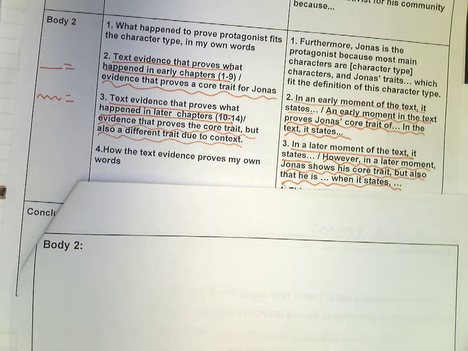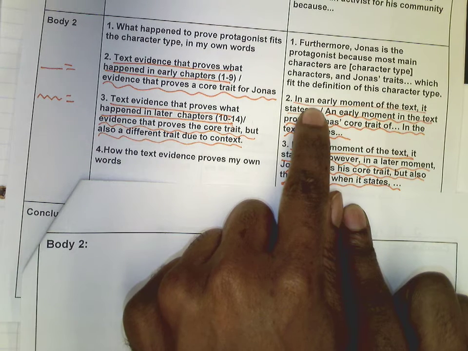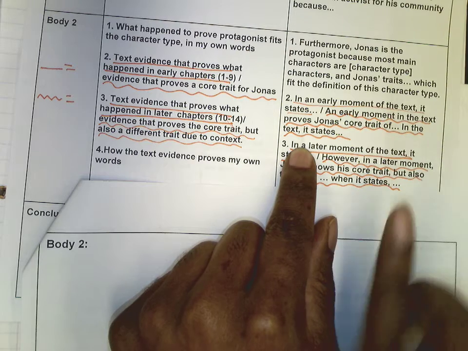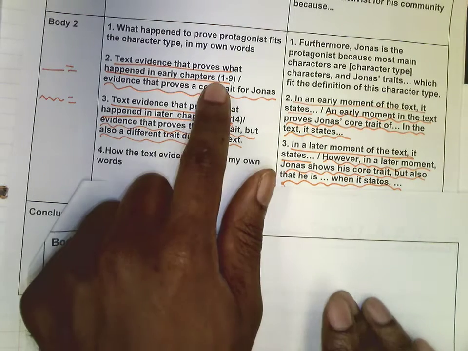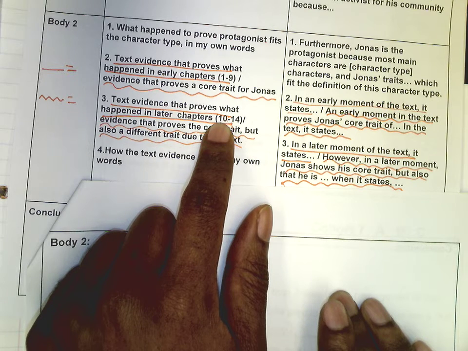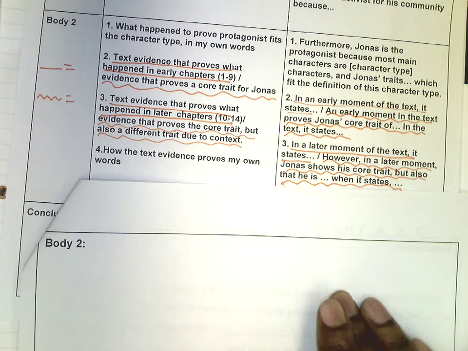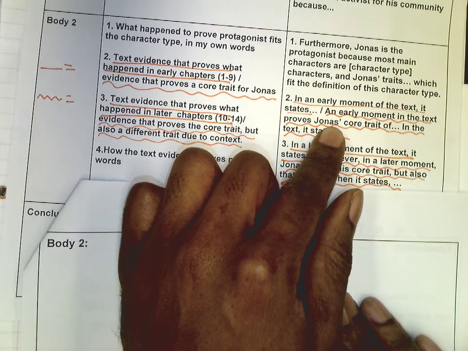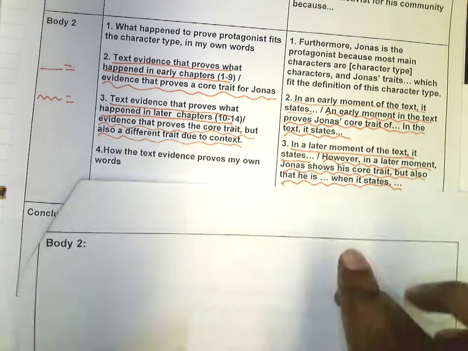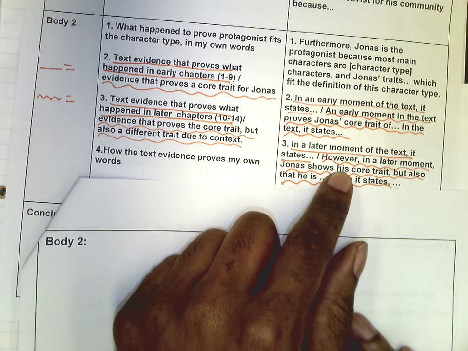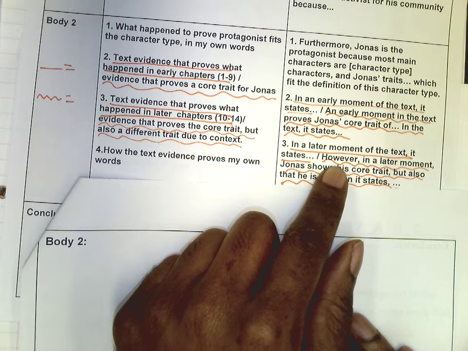If you say dynamic, you have to show what was he like in the beginning, and then what was he like later? Or how is he changing now that we're later in the book? So focus on chapters 1 through 9 for the beginning. Focus on chapters 10 through 14 for the later trait. Okay? If you're saying round, then you need to think about, well, in the early part of the text, what does he seem to show you? So in chapters 1 through 9, what trait does Jonas seem to show most often? And then, now that we're at 10, 11, 12, 13, 14, what are you noticing about how he's changing?